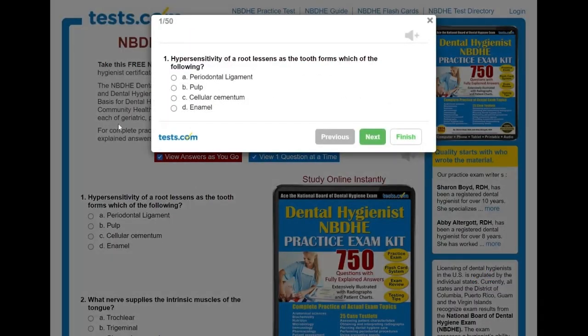Question 1. Hypersensitivity of a root lessens as the tooth forms which of the following? A. Periodontal ligament. B. Pulp. C. Cellular cementum. D. Enamel.